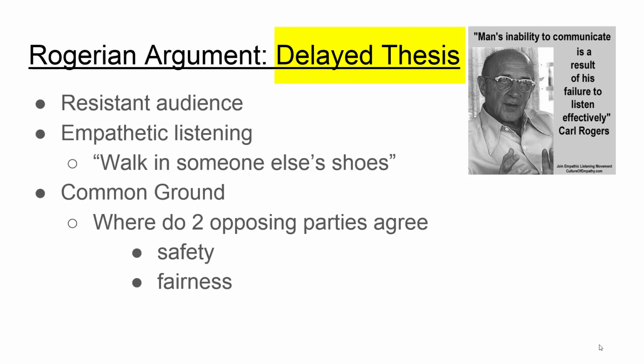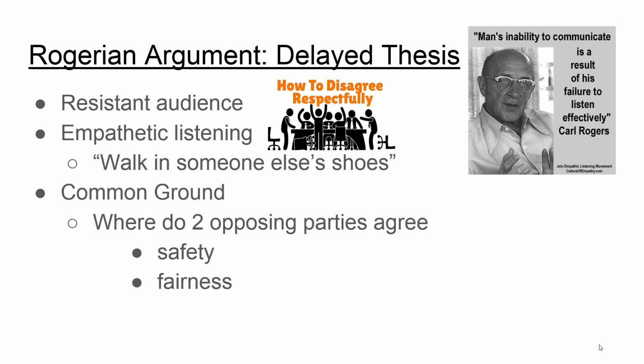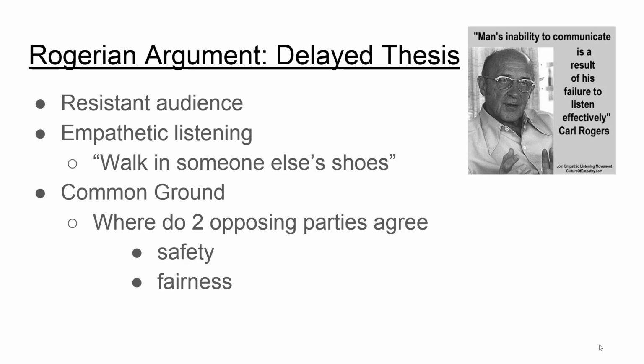You'd use a Rogerian structure when you have a resistant audience, an audience that doesn't agree with you from the start. Carl Rogers was a big believer in empathic listening, being able to walk in someone else's shoes. So in a Rogerian argument, you are trying to find common ground, trying to understand what the other side believes, and trying to identify where two opposing parties can find agreement. For example, universal ideas such as safety or fairness.